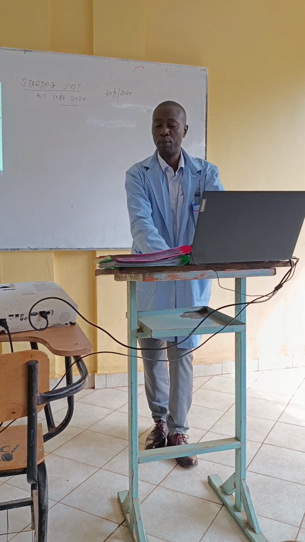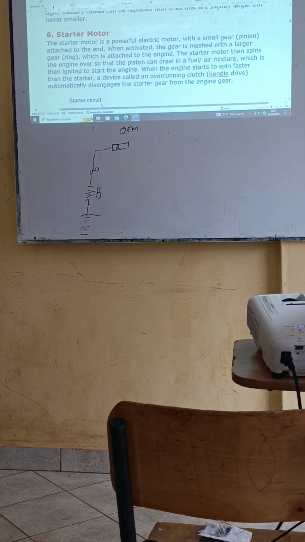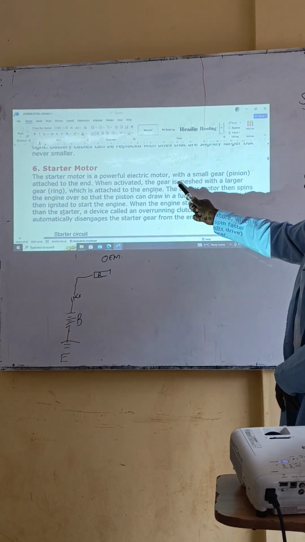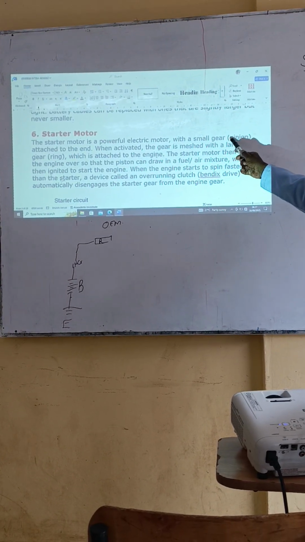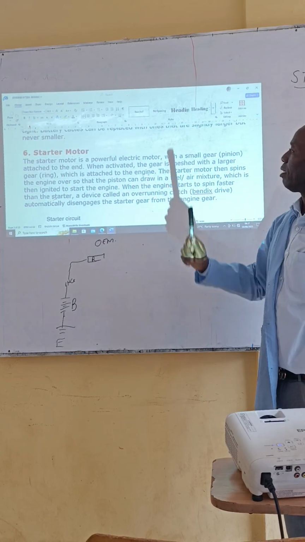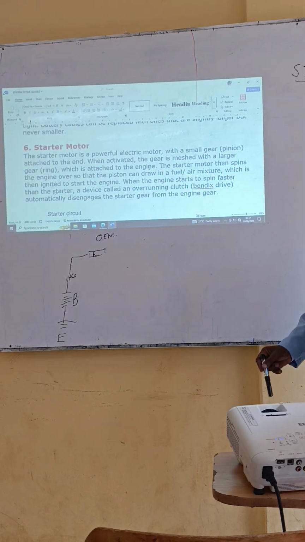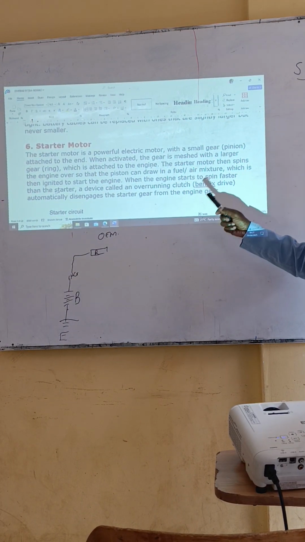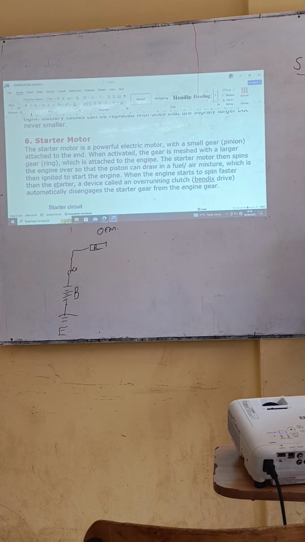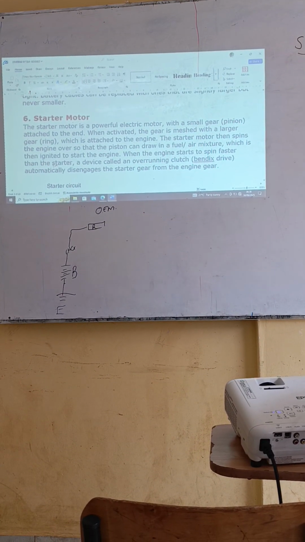We have another thing called a starter motor. A starter motor is one of the major components of the starting system. The starter motor itself is a powerful electric motor with a small gear, a pinion, attached to the end. When activated, the gear meshes with a larger gear, the flywheel ring gear, which is attached to the engine, and hence it starts the vehicle. The starter motor spins the engine over, so that the piston can draw in a fuel-air mixture, which is then ignited in the combustion chamber.